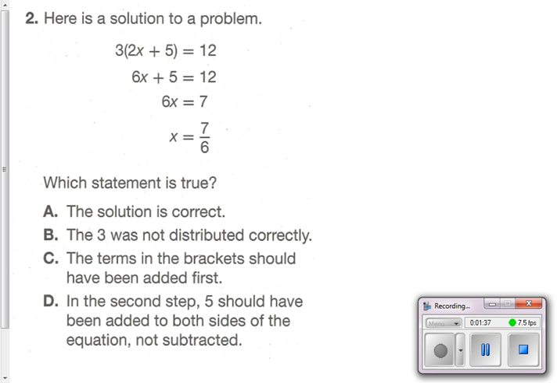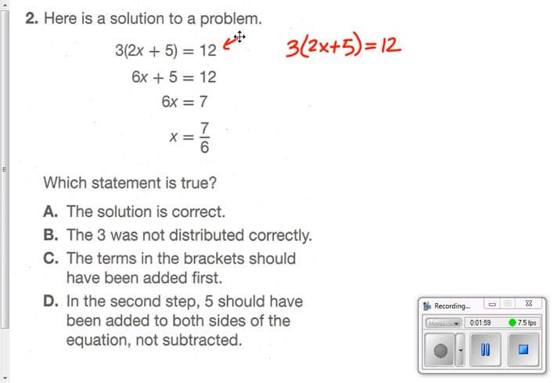Example 2 says here's a solution to a problem. They give you the original problem. They show you the work process as they work down their paper. You need to determine which of the following statements are true. First off, I'd probably start by going ahead and rewriting the equation that you start with and really solve alongside to see if everything lines up.